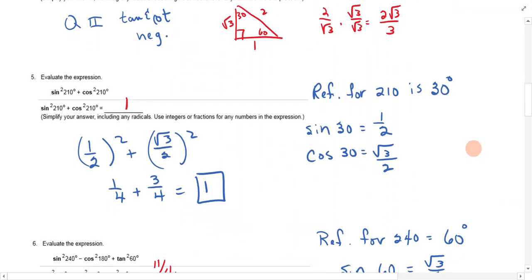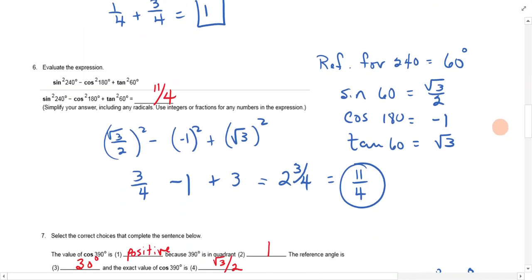All right, number 5. Sine squared 210 plus cosine squared 210. What is the reference for 210? To make it easy in your head, here's 180 and here's 210, so that's where you are. 210 minus 180 gives you 30. So we're using 30 as our reference angle, and the sine of 30 is 1/2. Cosine of 30 is square root of 3 over 2. You plug those in. Half squared is 1/4. When you square this, you get 3/4. You add those together, you get 4/4, which is equal to 1.